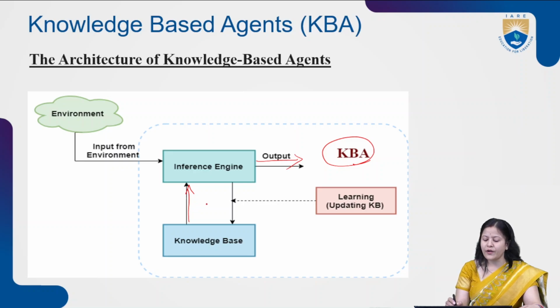And one more component here, the learning component, is very important for any knowledge-based agent. What is its work? Updating the knowledge base. The main goal of this learning element is that whatever knowledge is present inside the knowledge base gets updated continuously by this learning element. That is why all three components, inference engine, knowledge base and learning component, together constitute the knowledge-based agent.